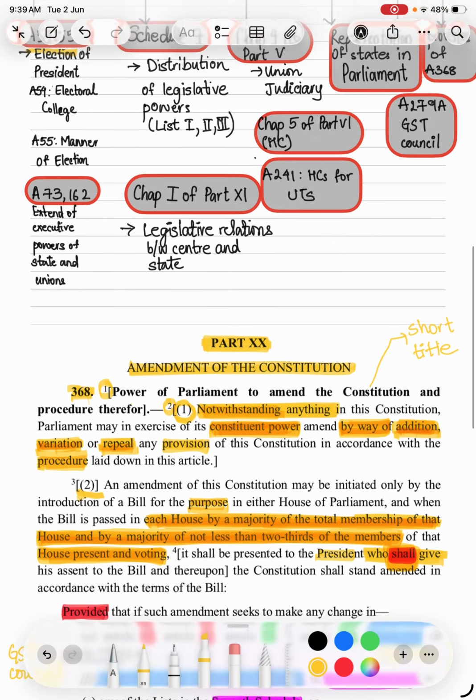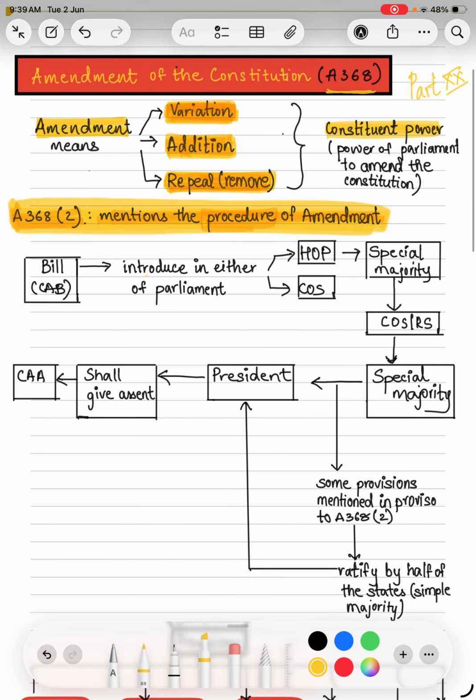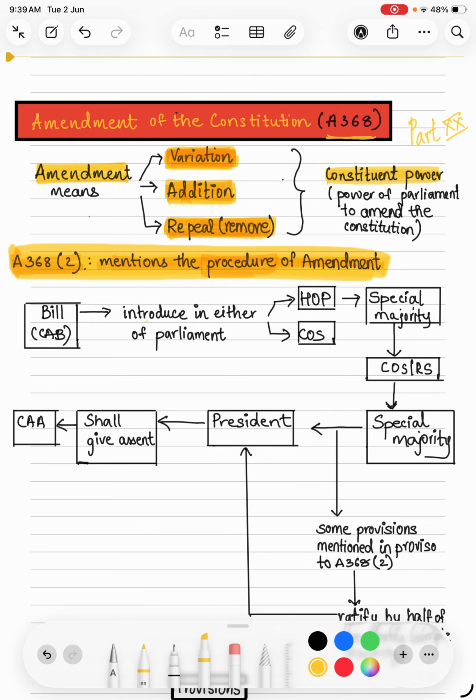I'll show you the procedure in the form of a flowchart, so that it becomes easy. There is a bill called the constitutional amendment bill, that is introduced in either house of the parliament, either in the house of the people, that is the Lok Sabha, or in the council of states, that is the Rajya Sabha. It is the decision of the government which house they want to present it in first. It's a strategic decision: whichever house has the majority, the numbers, they'll introduce it there first, and that house should pass the bill with a special majority.